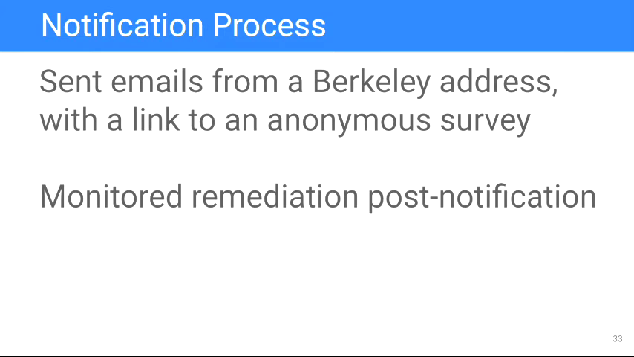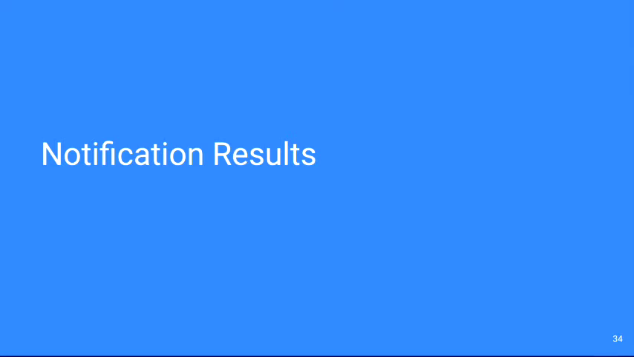So for actually notifying all of the different contacts in our various treatment groups, we sent emails from a Berkeley email address, and all of our notifications also came with a link to an anonymous survey, which served as an anonymous feedback channel for operators to provide us with feedback on what they thought about our detection and our notification process. And then we monitored remediation after our notifications for several months. So what did we actually see?